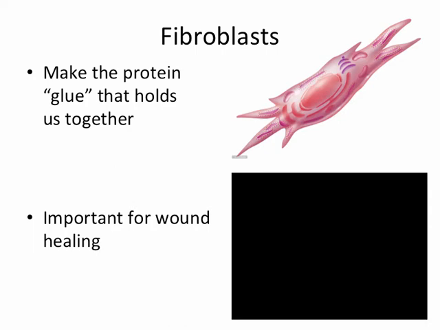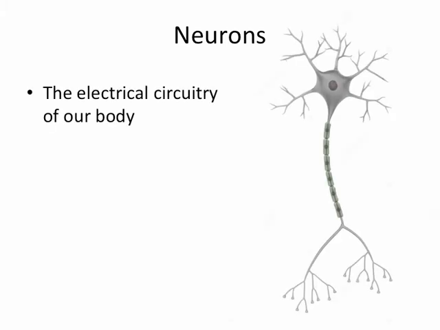I forgot what was next. Here's your neurons. So let's talk about the nervous system a little bit, just briefly. Neurons you can think of conceptually like the electrical circuitry of our body. These are the wires that connect our brain and our spinal cord to all of the muscles and organs and things in our body.